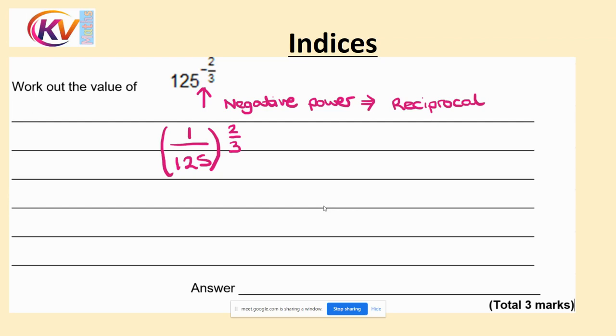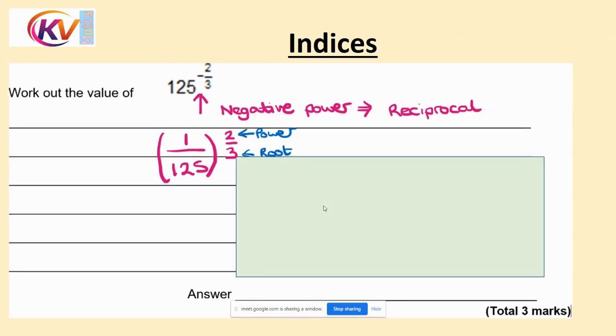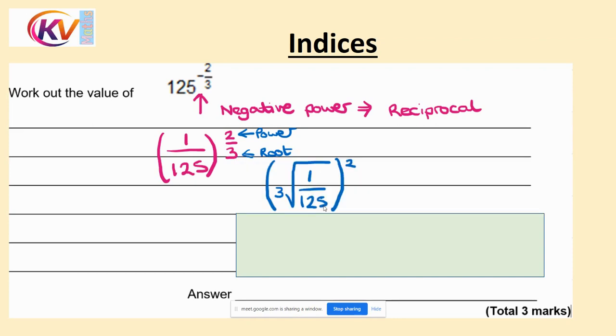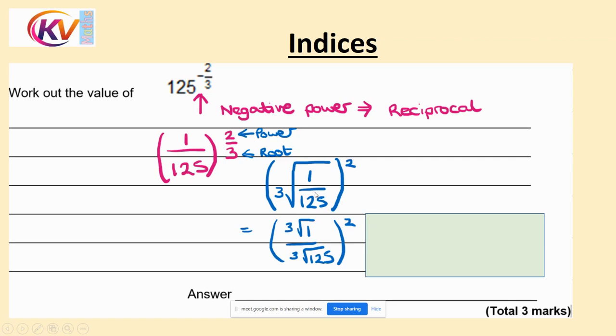And then we're doing like we did with the last question and applying the power and the root process to 1 over 125. So the 2 is the power, the 3 is the root, which means I want the cube root of 1 over 125, then square it. Now this is like surd laws, which means the cube root of 1 over 125 is the same as the cube root of 1 over the cube root of 125, so it makes it easier for us to work it out.